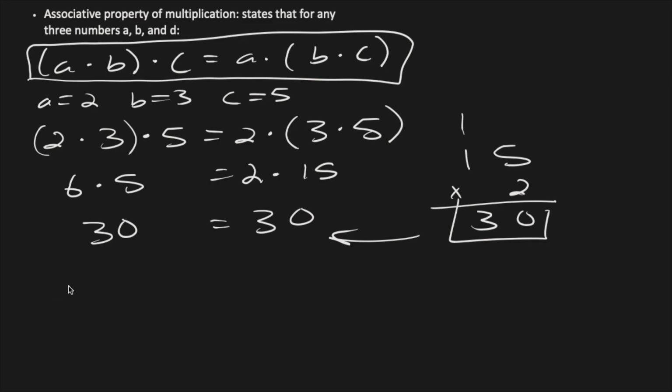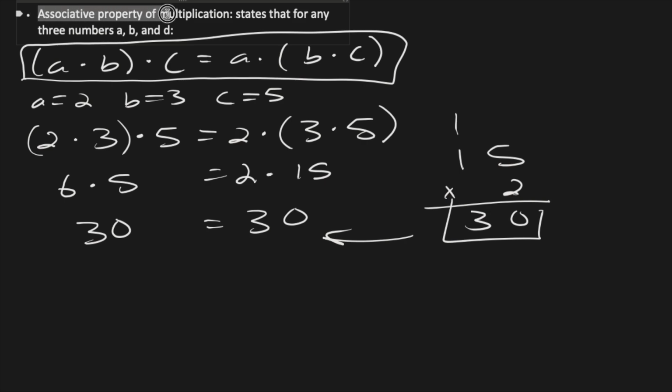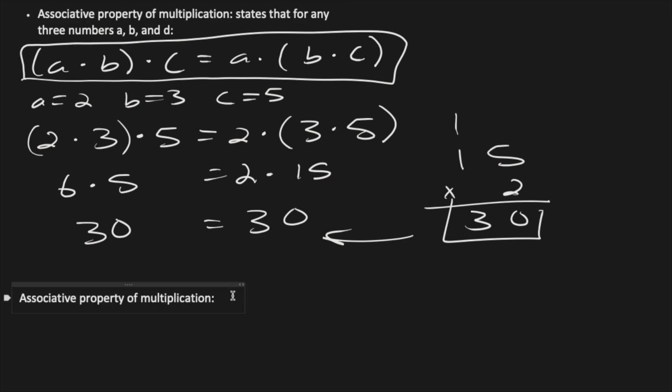So again, just like in the commutative property of addition, in multiplication, grouping doesn't matter. The product is the same. So let me write that down for you. Feel free to type these notes or write these notes in as well, or even take pictures and share with a friend if this is helping you out.